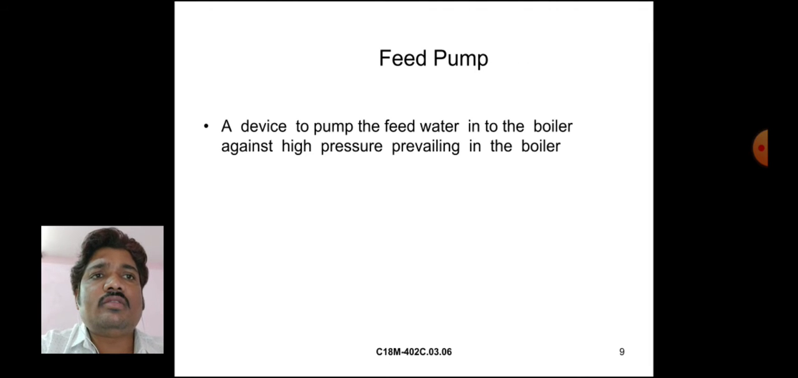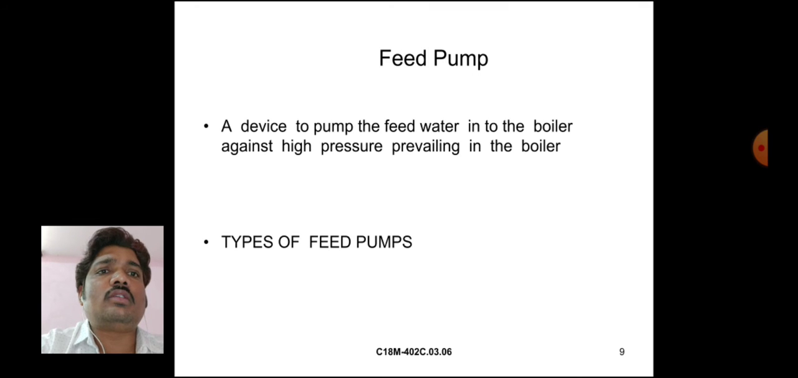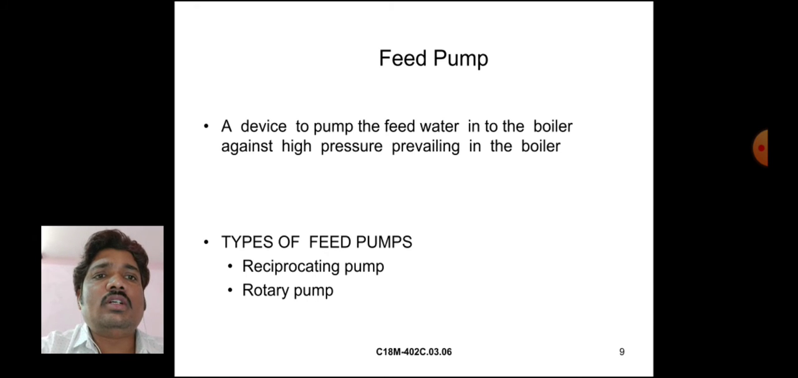The first one is the feed pump, which we discuss first. A feed pump is a device to pump the feed water into the boiler against the high pressure prevailing in the boiler. Types of feed pumps: feed pumps may be classified as reciprocating pump and rotary pump.